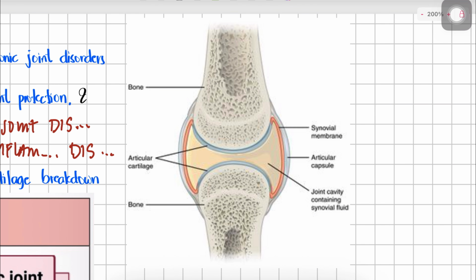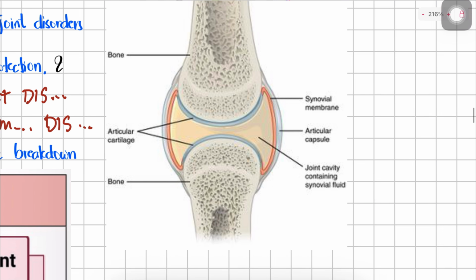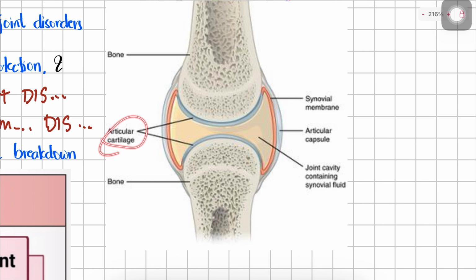It prevents the bones from rubbing directly against each other. That's the articular cartilage. It reduces friction, it absorbs shock, and it allows smooth movement. Sa madaling salita, your articular cartilage protects the bone surfaces.